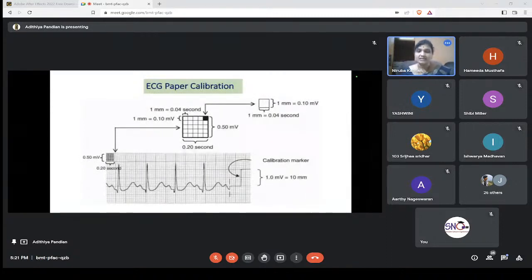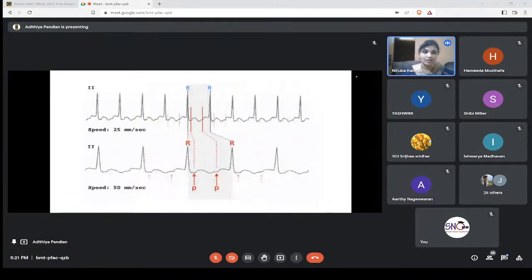Only when you know this will you know whether a recording is correct or not. In this diagram, you can see that if the paper speed is not fixed at 25 and you fix it to 50 millimeters per second, look at the distance between the R waves. We may think this is a heart block where we have missed something, or a prolongation of the RR interval. We may mistake it for that, but only when the paper is set at 25 millimeters per second will all the durations we see in the upcoming slides be correct.